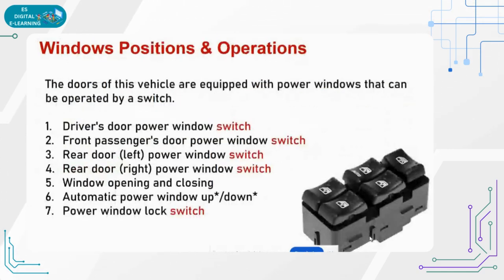Next, what are the window positions and operations? What are the switches we have? We have the driver's window power switch, the front passenger's door switch, and the rear left and right switches. There are window opening and closing switches, and automatic up and down operation. Next we have the power window lock switches.